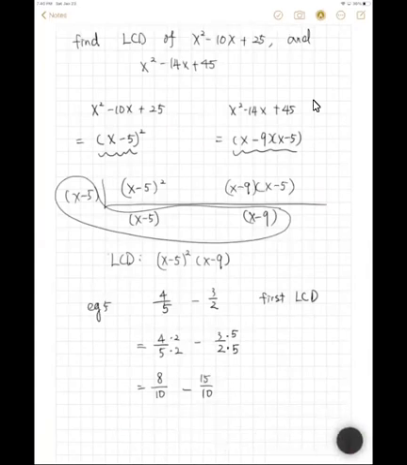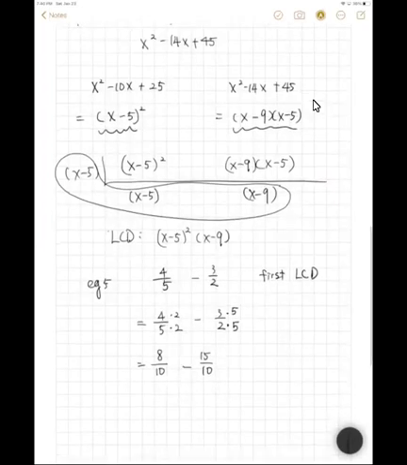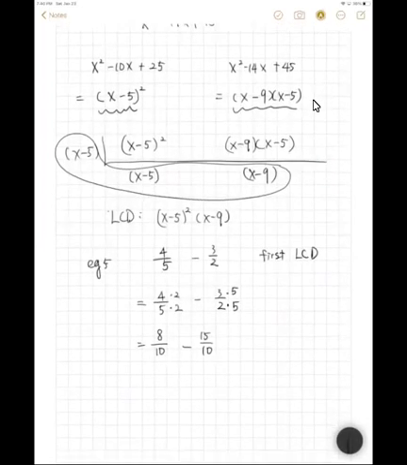Okay, and then what? You keep the numerator the same, but you operate. You keep the denominator the same. You just operate the numerator, which means you use 8 subtract 15 over 10. So I have what? Negative 7 over 10. So we can apply these to our polynomial operation.